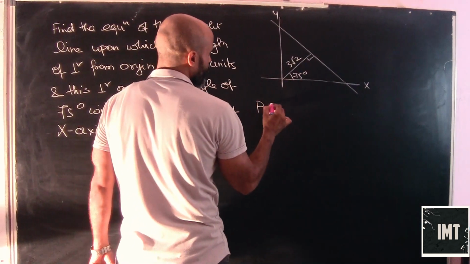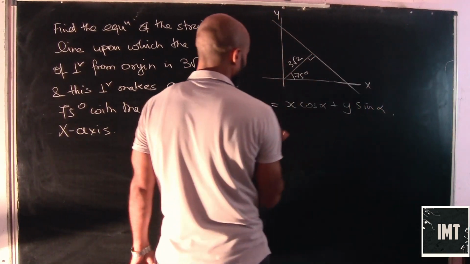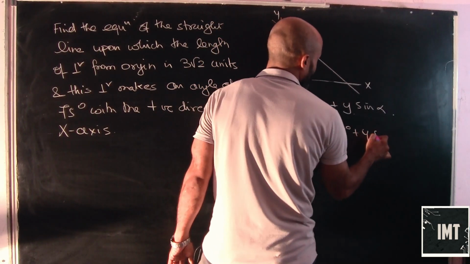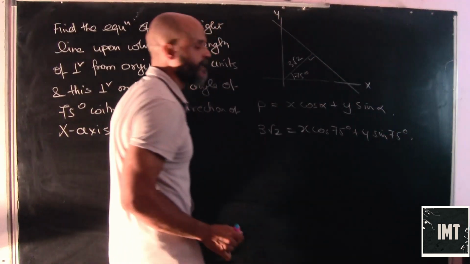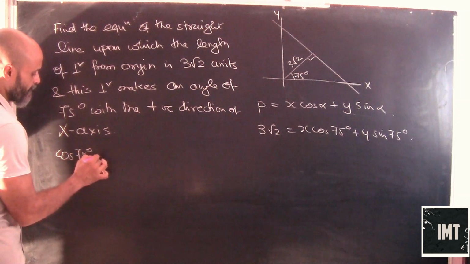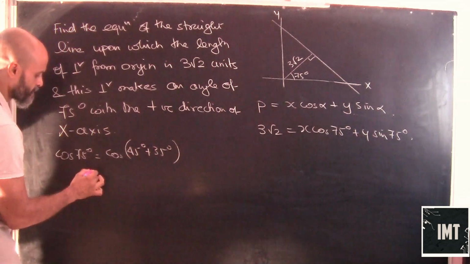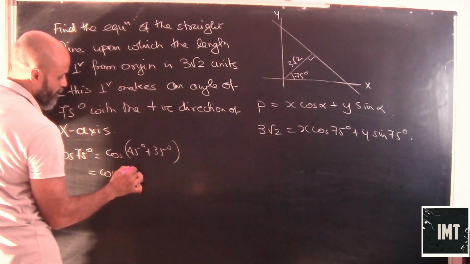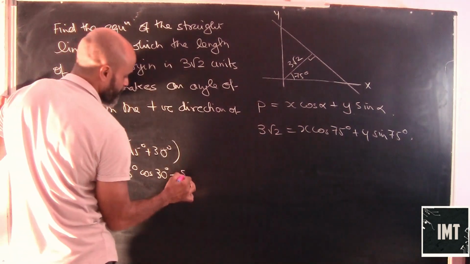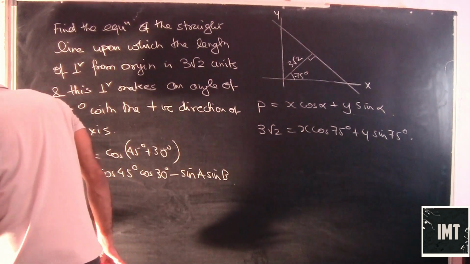So perpendicular is equal to x cos alpha plus y sin alpha. Length of the perpendicular is 3 under root 2. This will be x cos 75 degree plus y sin 75 degree. Now it's all about calculating this 75 degree angle. So cos 75 can be written as cos of 45 plus 30. Now cos A plus B is cos A cos B minus sin A sin B.